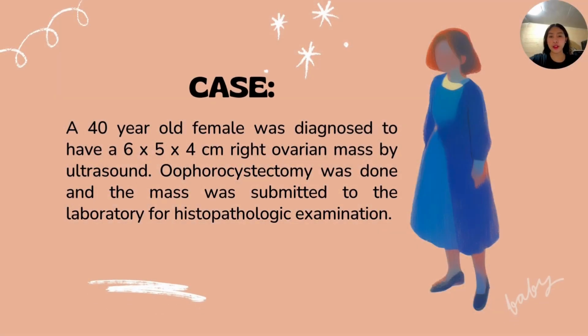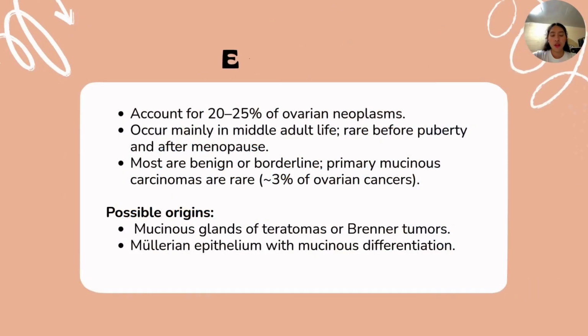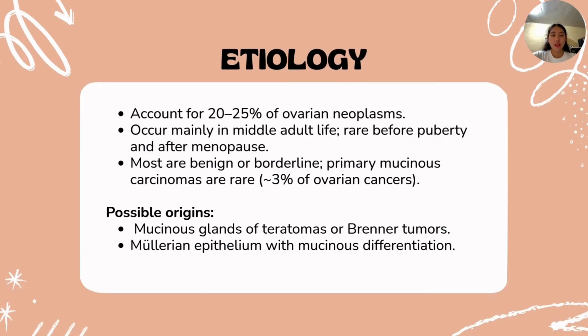So, for case presentation, a 40-year-old female was diagnosed to have a 6 by 5 by 4 centimeter right ovarian mass by ultrasound. Oophorocystectomy was done and the mass was submitted to the laboratory for histopathologic examination. So, for etiology of the disease, it accounts for 20 to 25% of ovarian neoplasms. It occurs mainly in middle adult life, rare before puberty and after menopause.